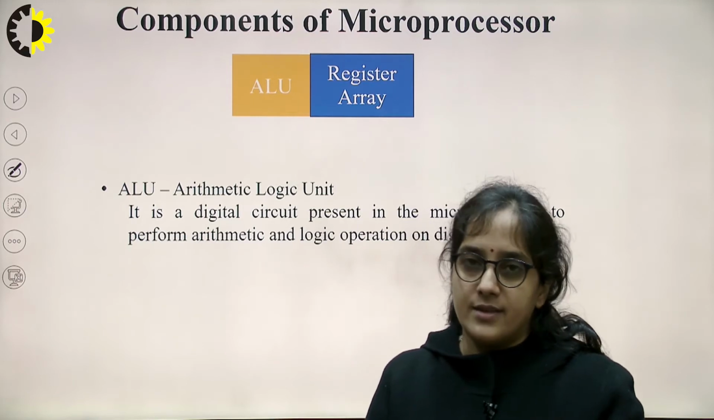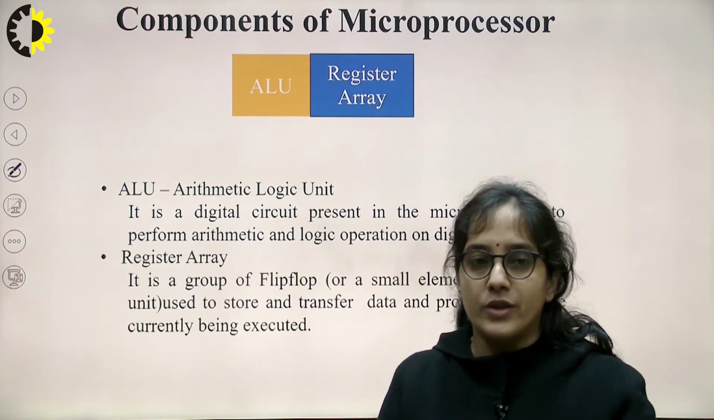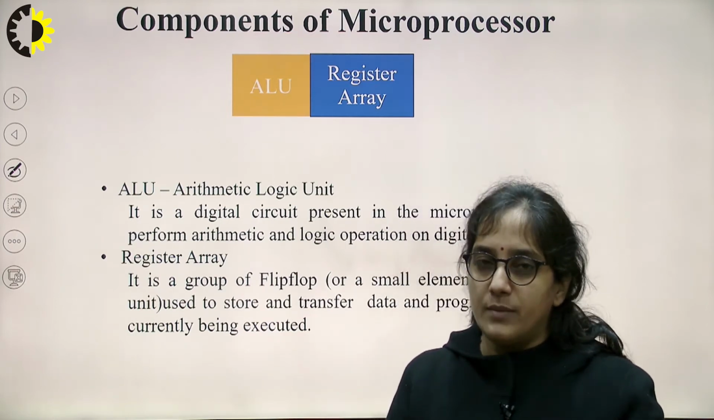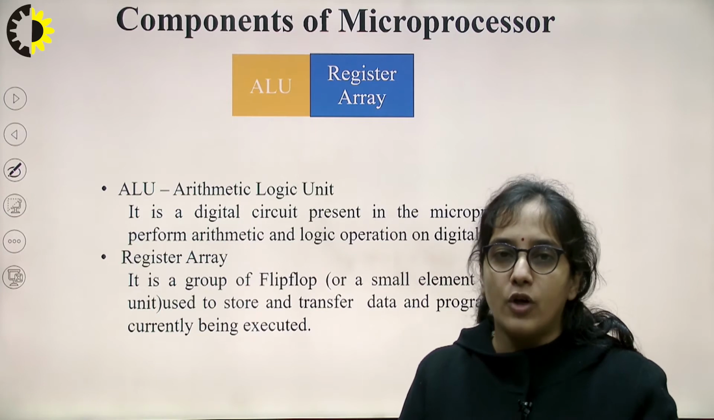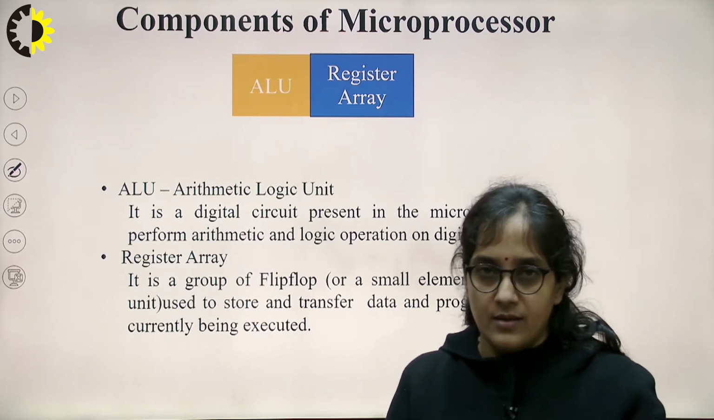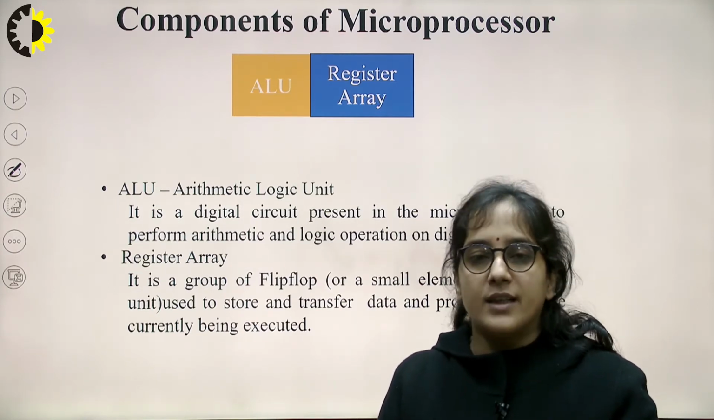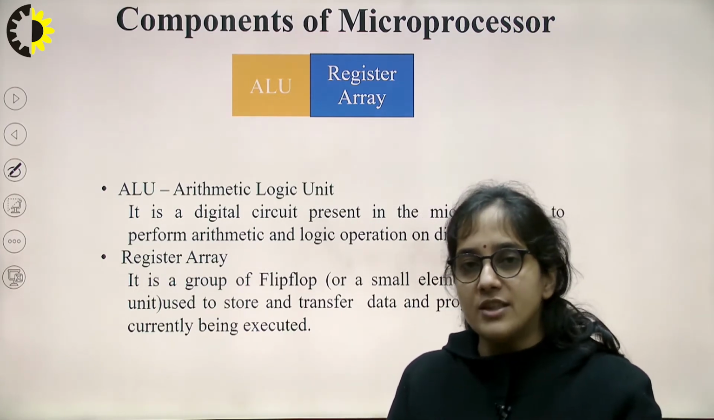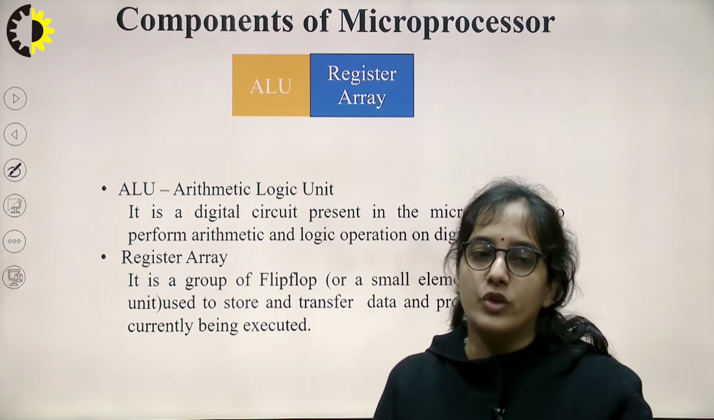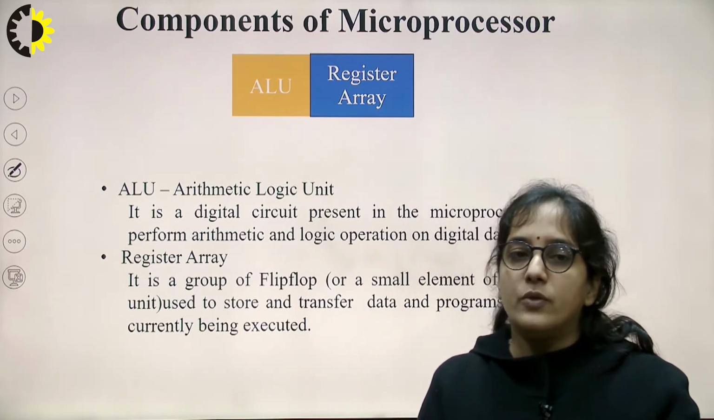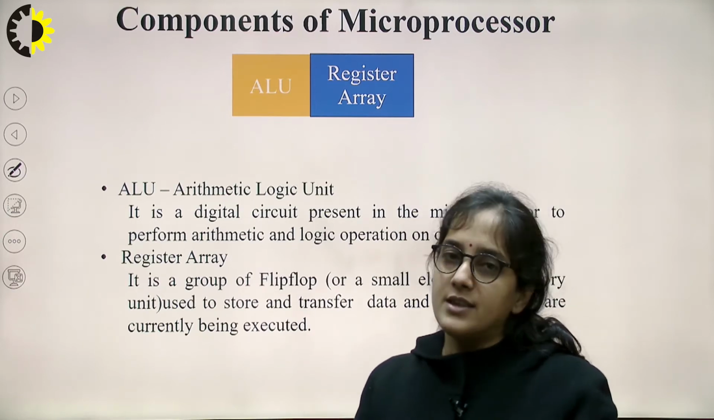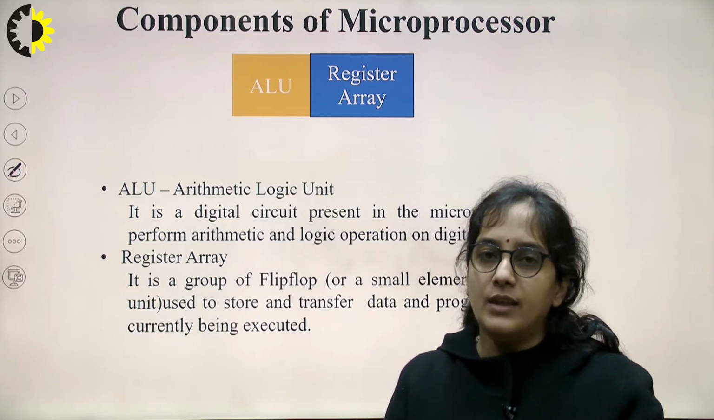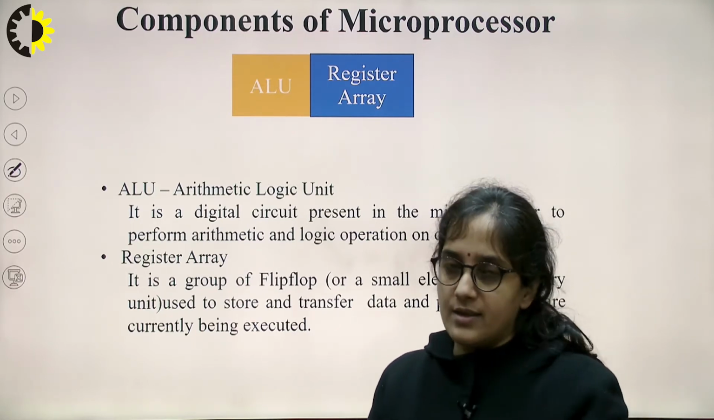Then we need a register array to store the data. This register array is nothing but the smallest element of your memory, or we can say it is a group of flip-flops used to store the data. Okay. So, this is again a digital circuit. It is also a synchronized, or sequential, circuit which we use to store the data. So, the arithmetic logic unit is a digital circuit, the register is a digital circuit. That is why we say that our microprocessor is a digital integrated circuit.